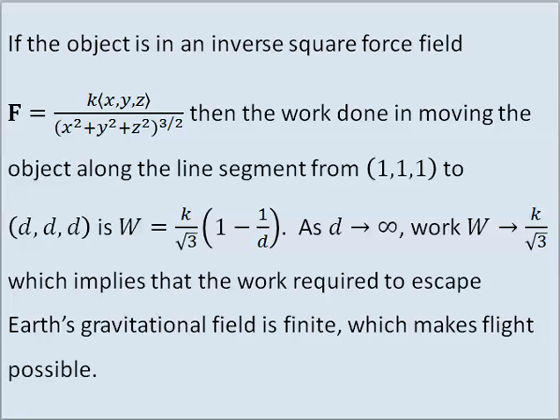As d goes to infinity, work goes to k over radical 3, which implies that the work required to escape Earth's gravitational field is finite, which makes flight possible.